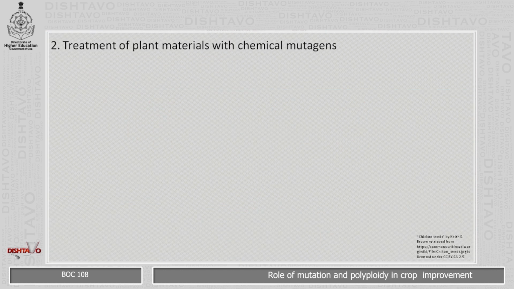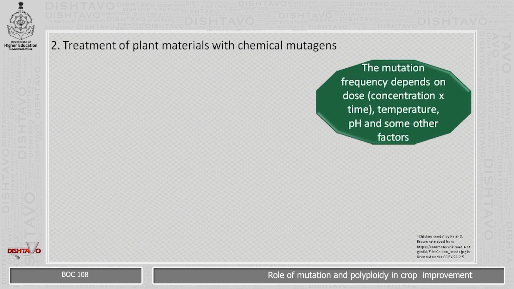Second method, treatment of plant materials with chemical mutagens. Chemical mutagens, when used to induce mutation, are usually used in a solution form. The mutation frequency of chemical mutagen depends on the dose. Now, the dose is calculated as concentration into time. The mutation frequency also depends on the temperature, the pH level, and some other factors. Let us see how it is done.